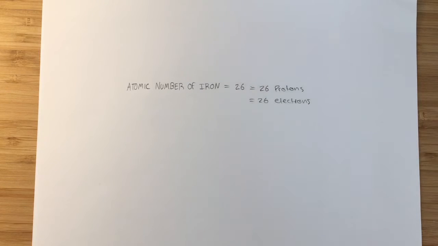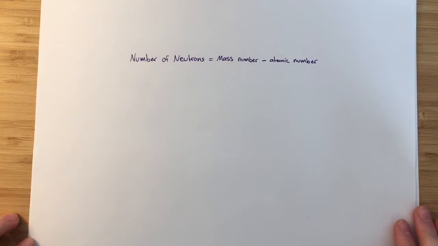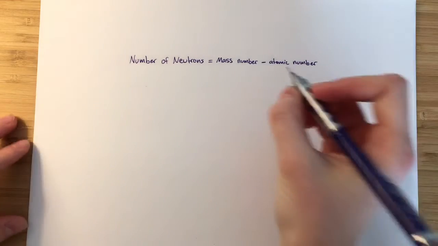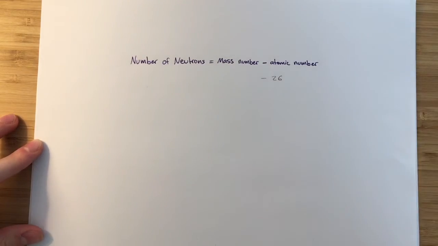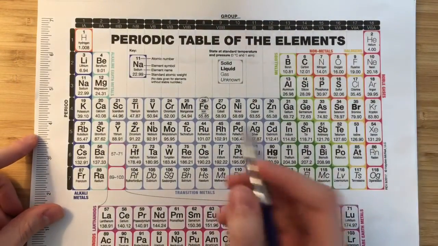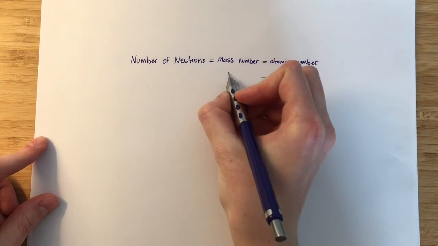Counting neutrons is a little bit trickier, but thankfully there is a simple formula that we can use. The number of neutrons equals the mass number minus the atomic number. Now we already know that the atomic number of iron is 26, so let's write that down: 26. And in order to find the mass number, we once again turn to the periodic table. The mass number is right here, 55.85. So let's fill that in.